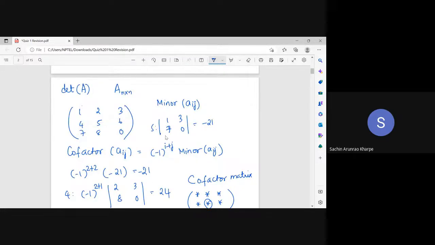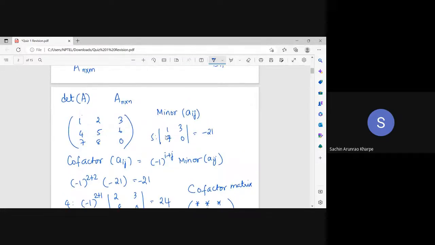Okay. So for the minor of the first entry, removing one row and one column, you will write the minor as 5, 6, 8, 0. Right. But suppose while we are calculating the determinant of this whole matrix A, we will do it like this, right? 1 into 5, the determinant of that submatrix. Right.